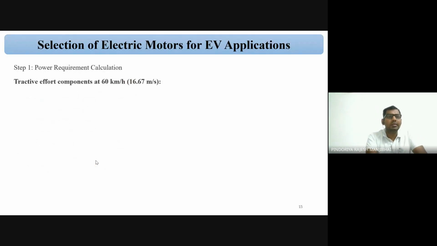So the first step is the power requirement calculation. Yes, this is one of the most important parameters. So what is the power rating of this electric motor? Correct. So there are the tractive effort components at 60 kilometers per hour. Correct.